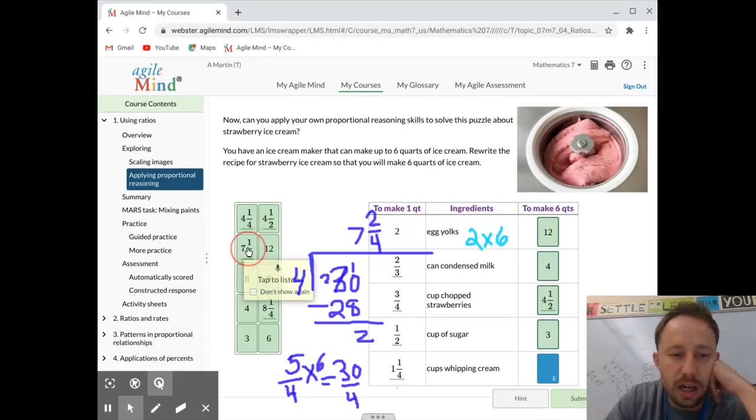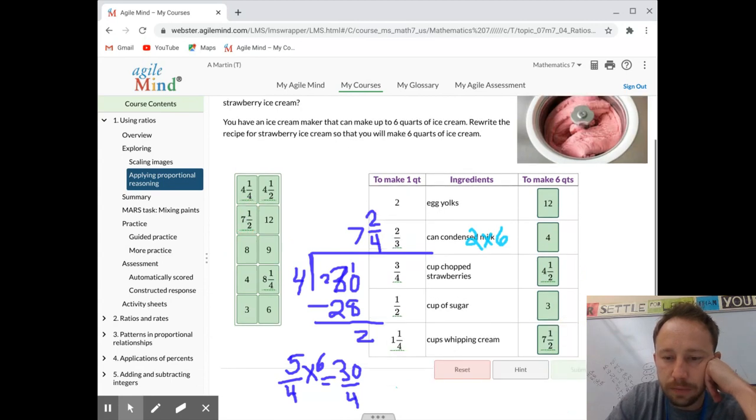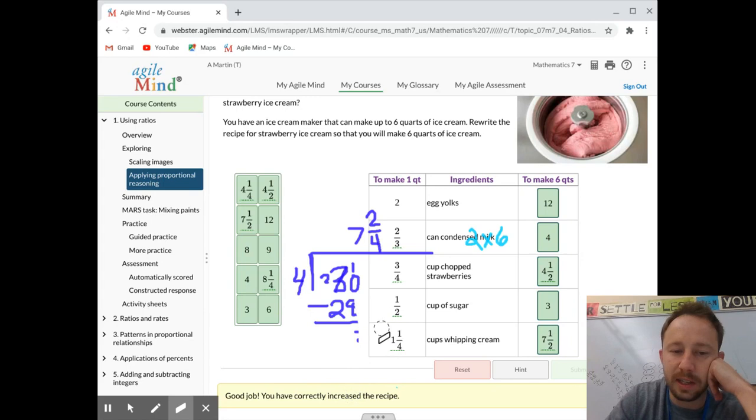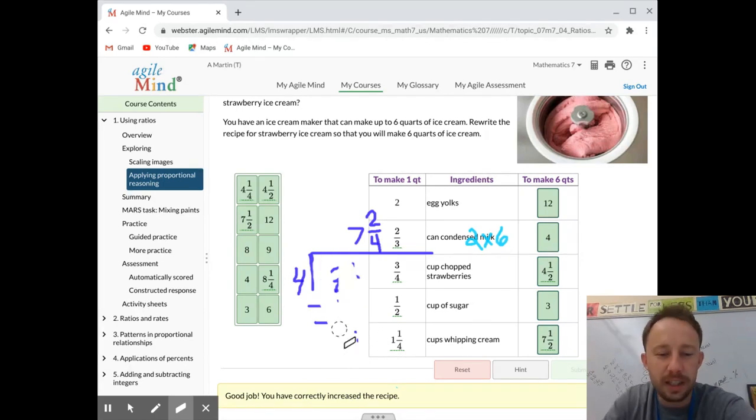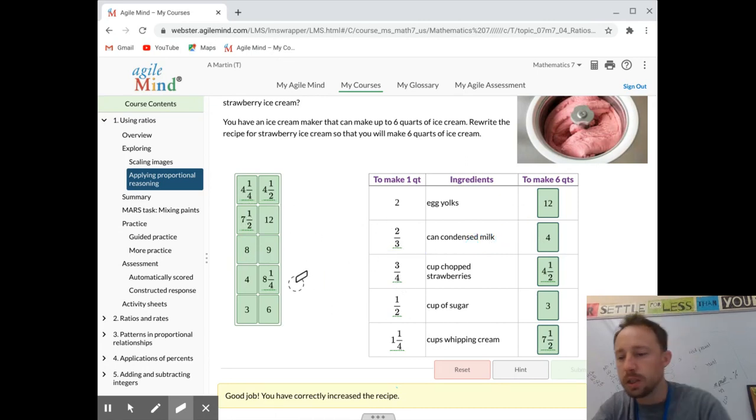Great job, everybody. So let's submit our answer. Let's see if we got it right. Look at that. It says, good job, it doesn't say we, but it says we for me. We have correctly increased the recipe because I didn't do it. Y'all did it. All right. So we all did a great job. I'm very proud of everyone that worked on that.